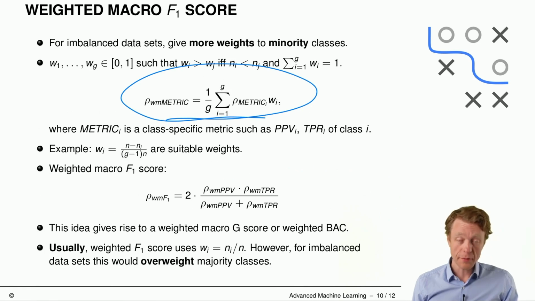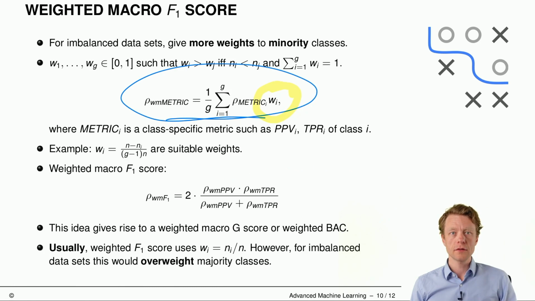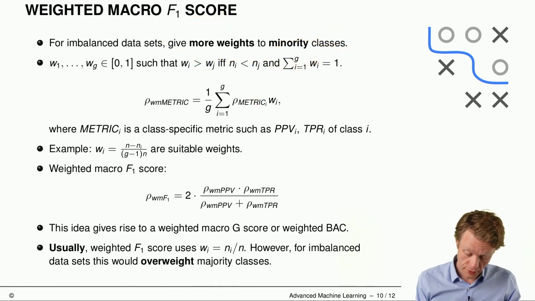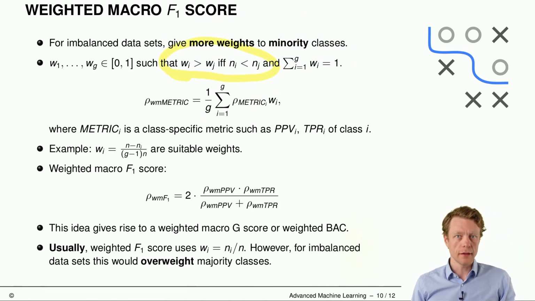And here is more or less the same formula than before, but we have a times wi here, which means we are weighting those metrics. And those weights of course should sum up to 1. And in this case, where we want to put a higher weight to minority classes, we have to make sure that the weight is larger if the class is smaller. Okay, that's a decision that we make, but in case of imbalance, we can decide to do this. For example, we can do something like this here.